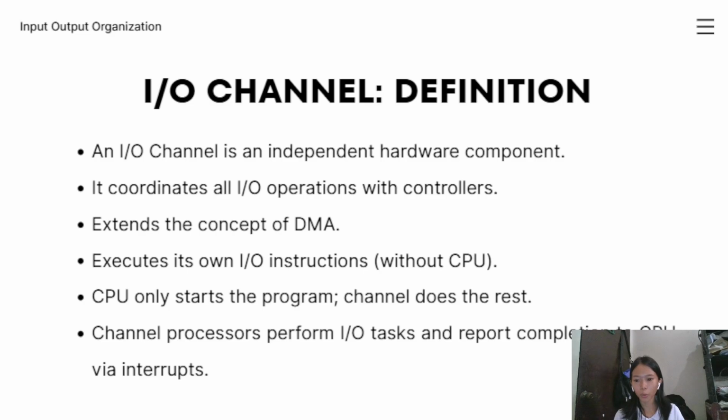Now, the input-output channel definition. An input-output channel is like a smart manager for input-output operations. Instead of the CPU doing everything, the input-output channel takes over. It runs on its own input-output instructions, controls data transfer, and just tells the CPU when it's done or if an error happens. This makes the system faster and more organized.